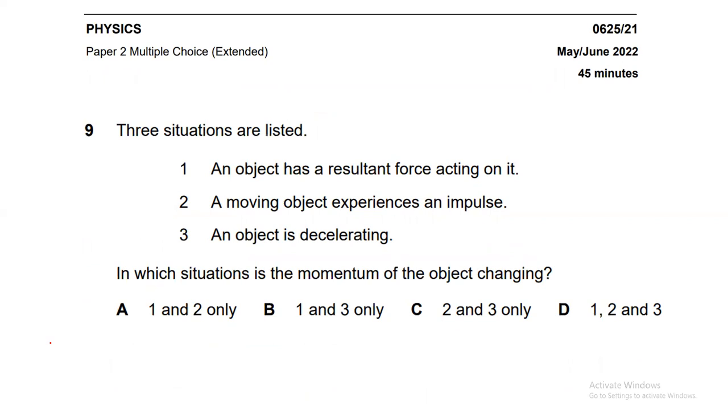Three situations are listed. An object has a resultant force acting on it. A moving object experiences an impulse. An object is decelerating. In which situation is the momentum of the object changing? You see, when there's a resultant force, when there's an impulse acting, or the object is decelerating, all these things mean that the momentum is changing. So these all represent when a momentum change takes place.